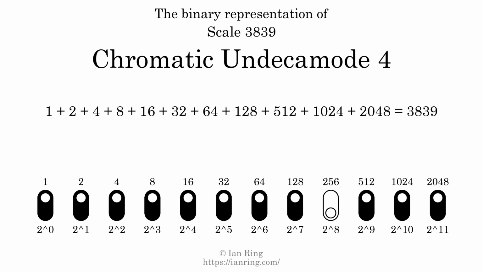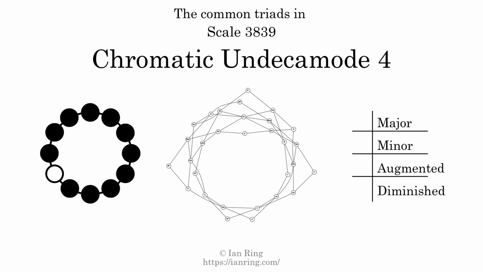3839. The scale number not only enumerates the scale with a unique index, but it also literally describes the tonal content of the scale. Represented as a binary number in base 2, the scale number is 111011111111. Here are the common triads present in this scale.